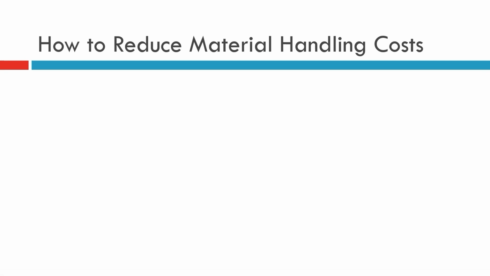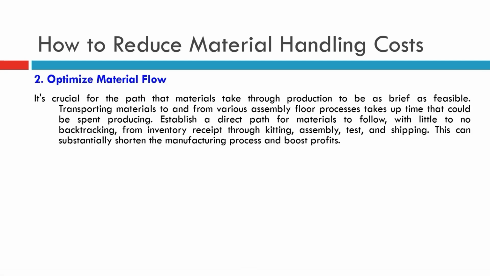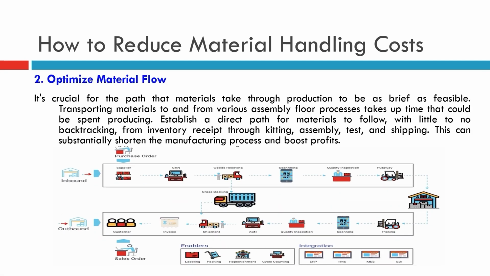How to reduce material handling costs. 2. Optimize material flow. It's crucial for the path that materials take through production to be as brief as feasible. Transporting materials to and from various assembly floor processes takes up time that could be spent producing. Establish a direct path for materials to follow, with little to no backtracking, from inventory receipt through kitting, assembly, test, and shipping. This can substantially shorten the manufacturing process and boost profits.